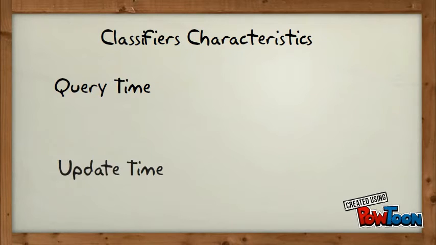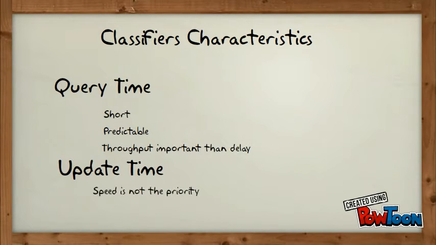There are two main characteristics of classifiers: query time and update time. Query time has to be short, the faster the better, and it should be predictable, and throughput is more important than delay. For update time, speed is not a priority, but it still has to be updated, and it needs two copies of the database for backup and update.